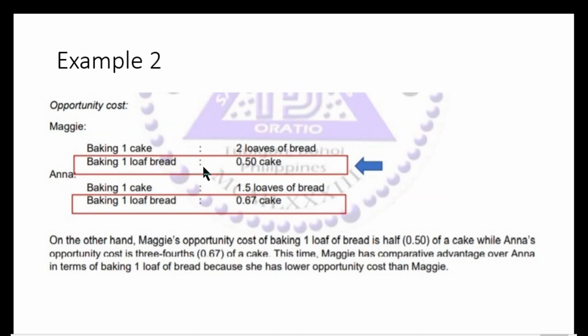Meanwhile, in baking one loaf of bread, Maggie will have to forgo 0.50 cake, while Anna will forgo 0.67 cake. Again, looking at the comparative advantage, we have to focus on the opportunity cost. Since Maggie has a lower opportunity cost, which is 0.50 compared to Anna, 0.67, therefore, Maggie has a comparative advantage over Anna in terms of baking one loaf of bread.